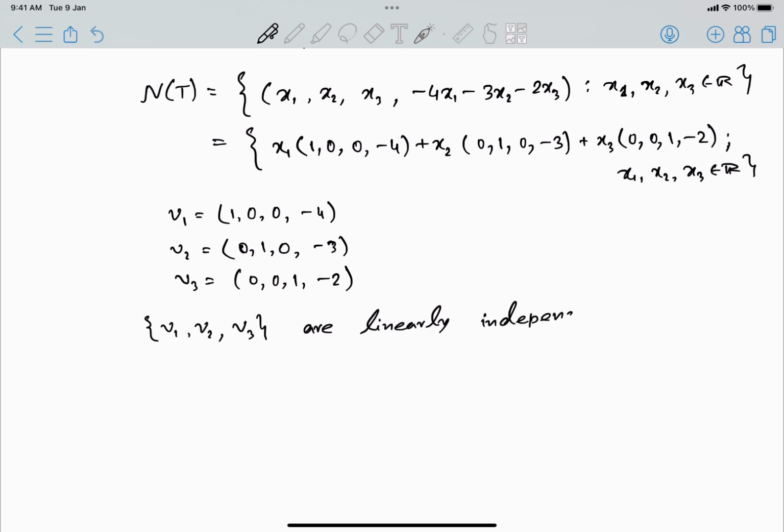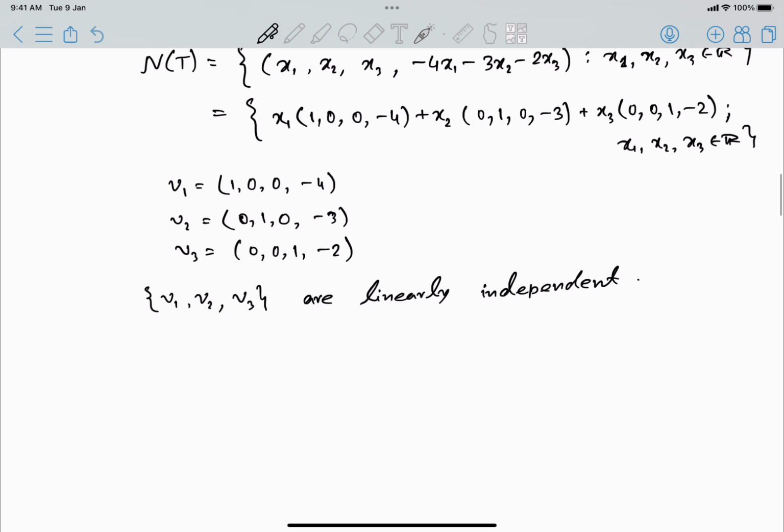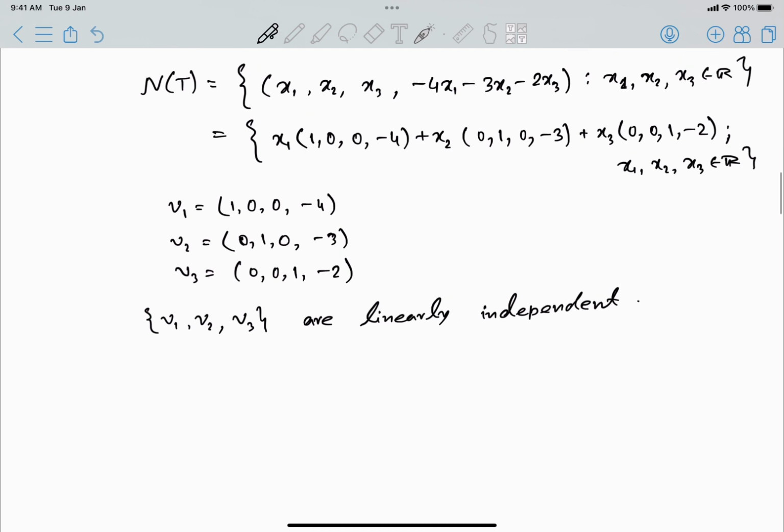And these belong to the null space of T, because the null space of T is basically the linear combinations of these three vectors. So they generate this null space. So the null space of T is the span of v1, v2, v3. So the null space has dimension 3.